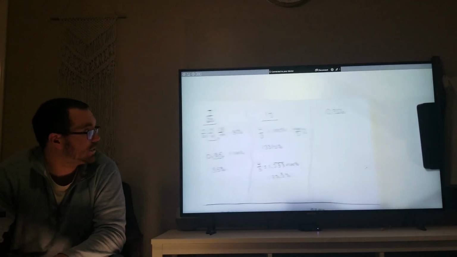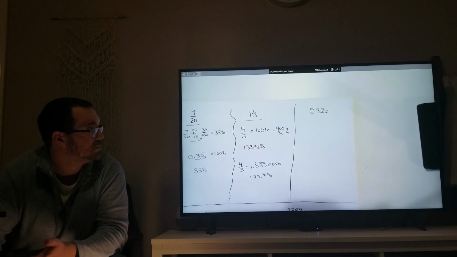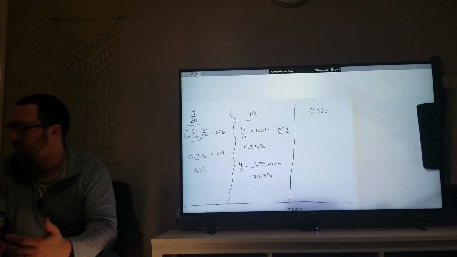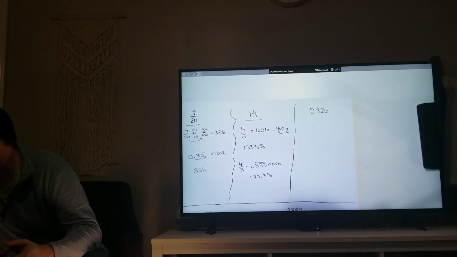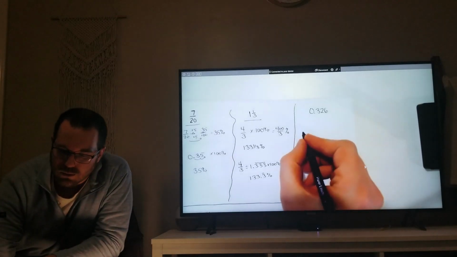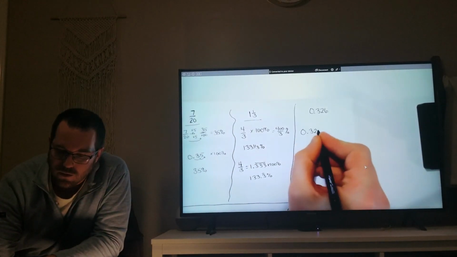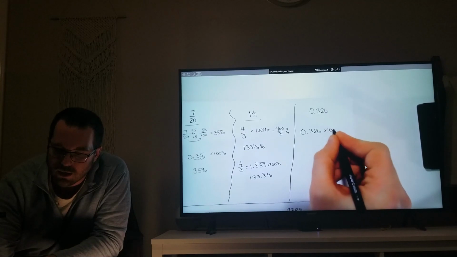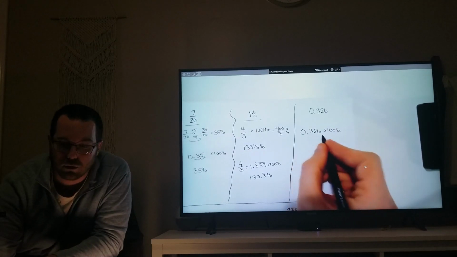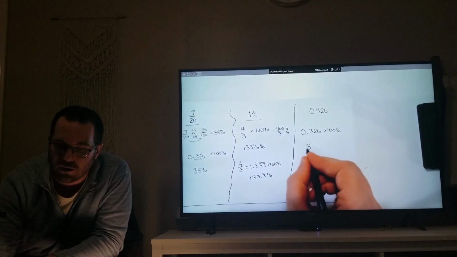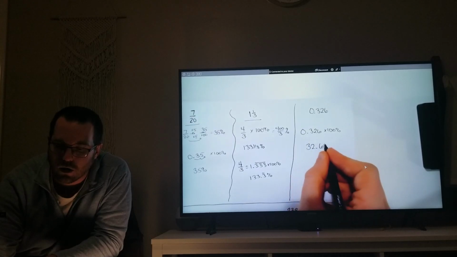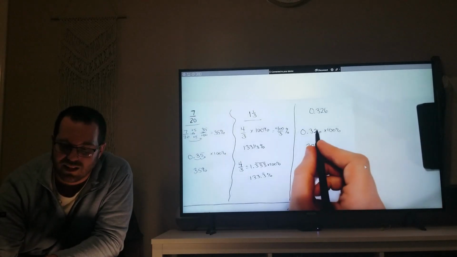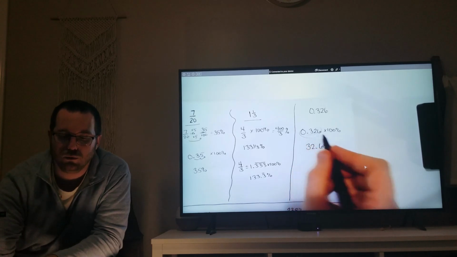Okay, well, let's take a look at the third one, where we already have it as a decimal. We need to make it as a percent. This one's probably the easiest one to be able to work with. All we do is we take the decimal, multiply it by 100%, or move the decimal 2 spots over in order to get our new value of 32.6%. That's this number with the decimal 2 spots over.